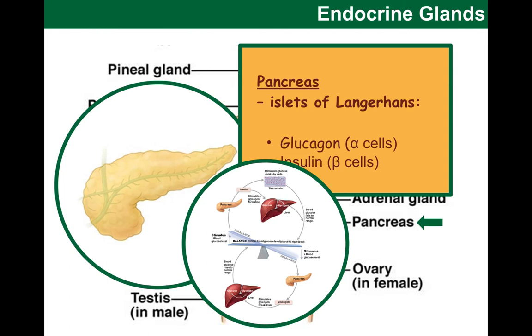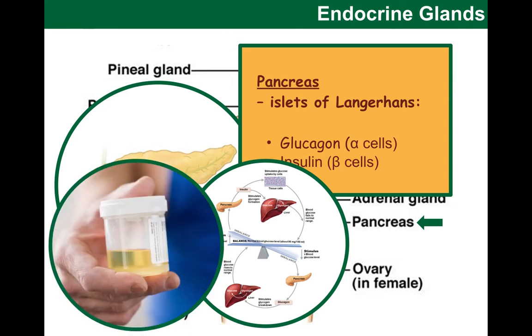From a clinical perspective, type 1 diabetes is associated with an issue in secretion, while type 2 has more to do with the activity of these secretions. In clinical work, we would be looking for glucose in the urine as an indicator of issues with this.